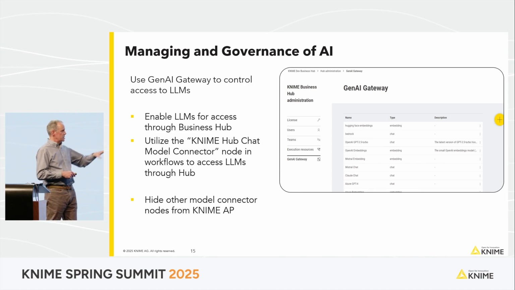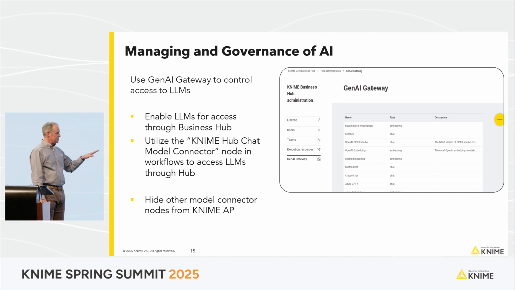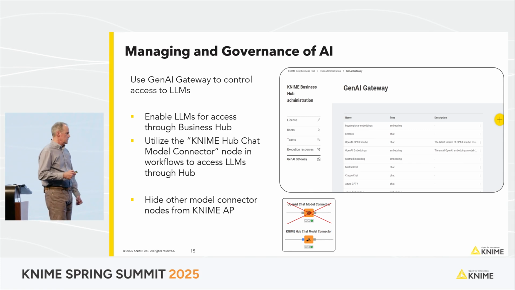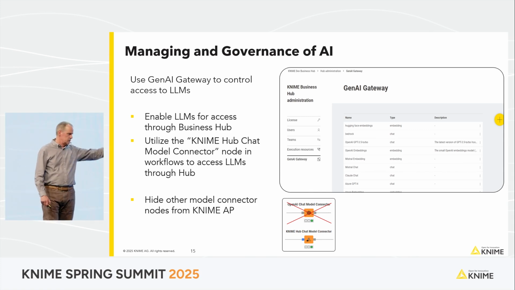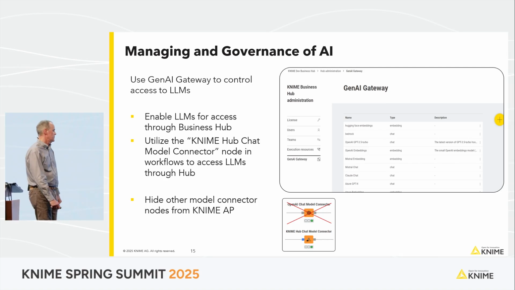Of course, you can decide which one of the LLMs you want to support, or which ones you don't want to support. You actually build that out in Business Hub, and then there's a node called the KNIME Hub Chat Model Connector node. The idea is that you want to use that node, because when you use this node to connect to OpenAPI, it goes through Gen AI Gateway. And if OpenAPI is not supported, you wouldn't even see it on the list. So you only get to see things that you actually have access to. And all that's controlled centrally through the hub.